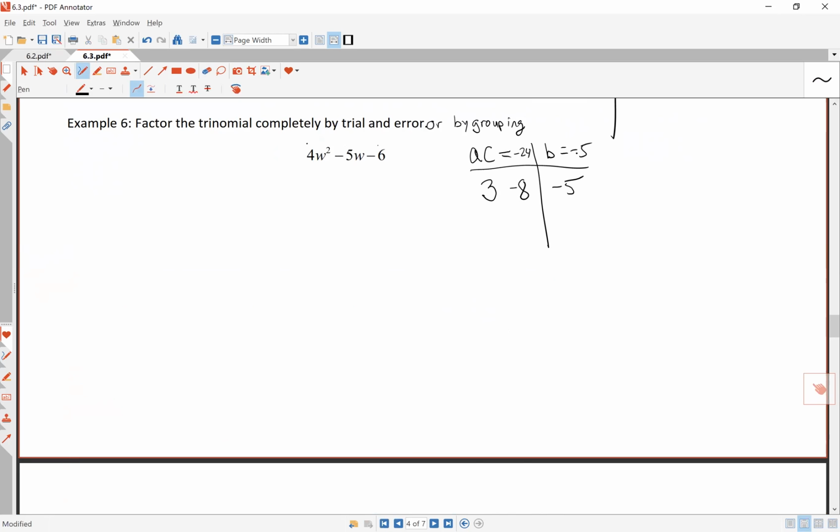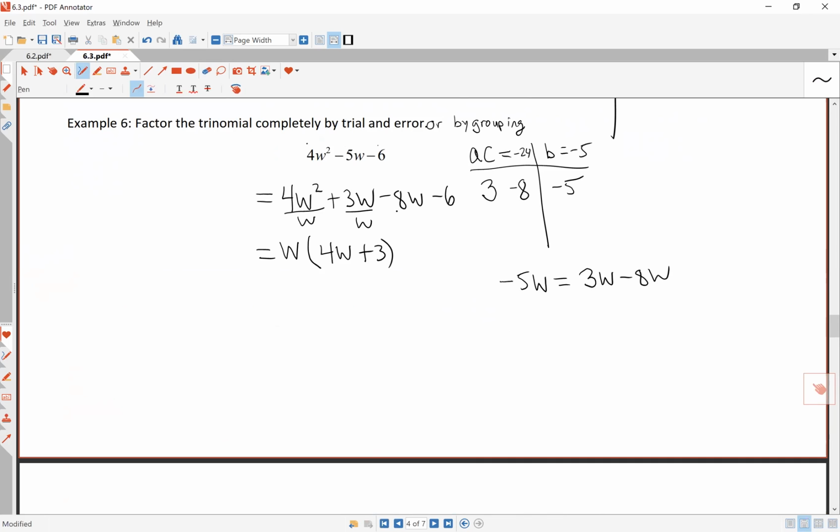When we factor by grouping, we replace the negative 5w with positive 3w minus 8w. And now we factor by grouping. From the first pair, we factor out a w. Dividing by w, we get 4w plus 3.